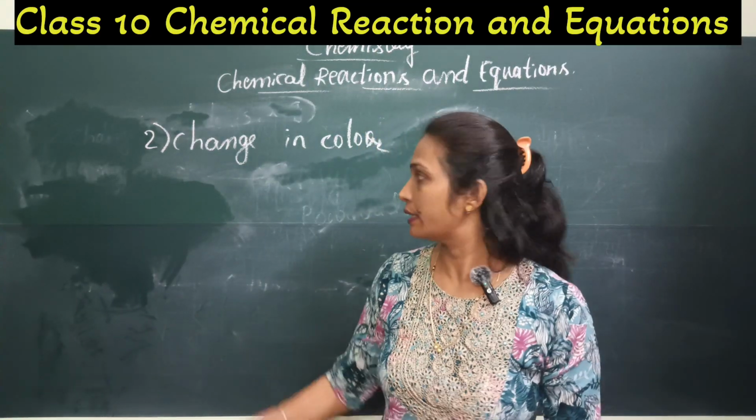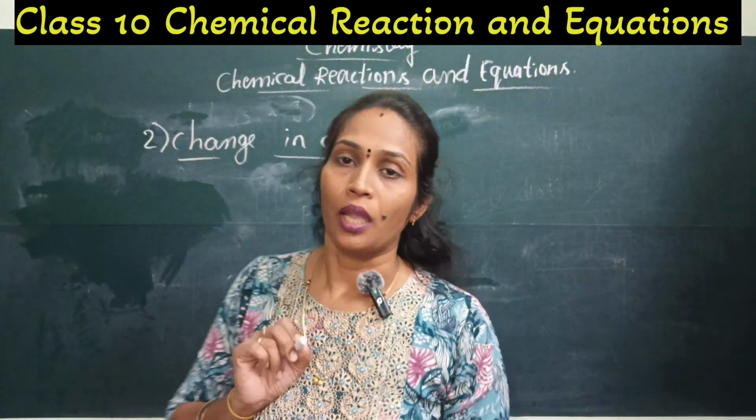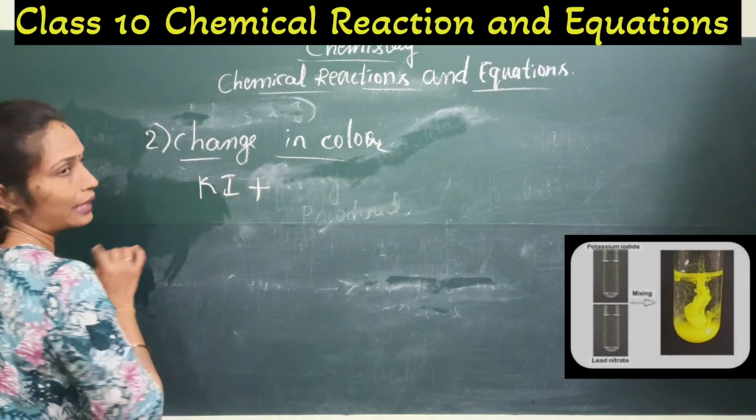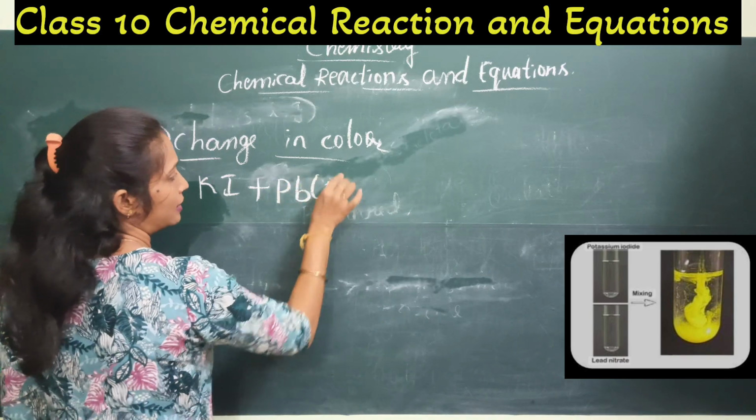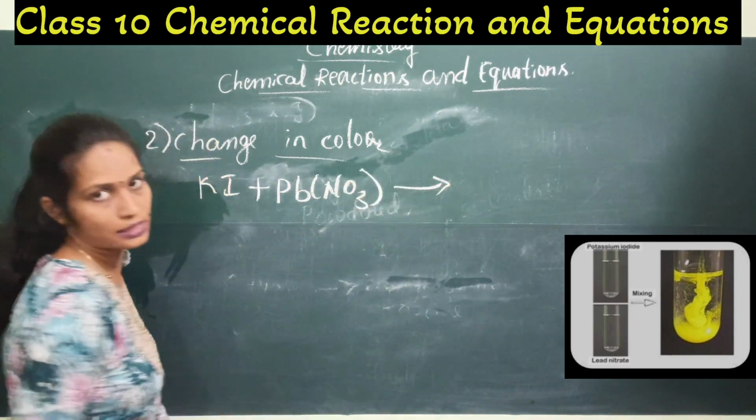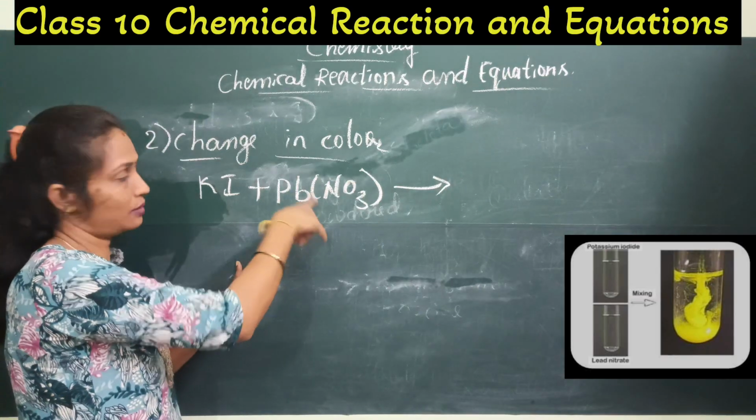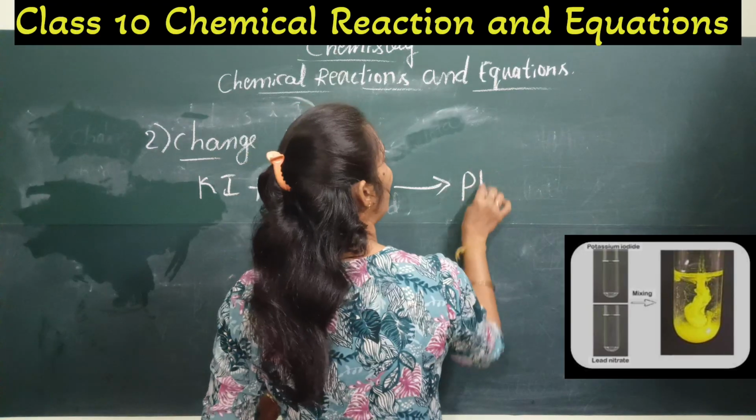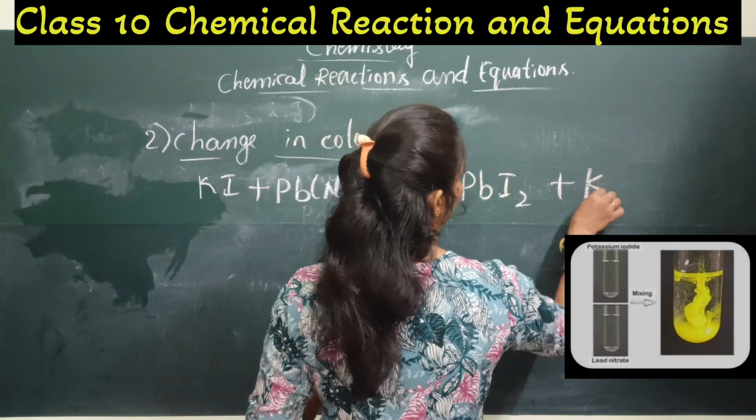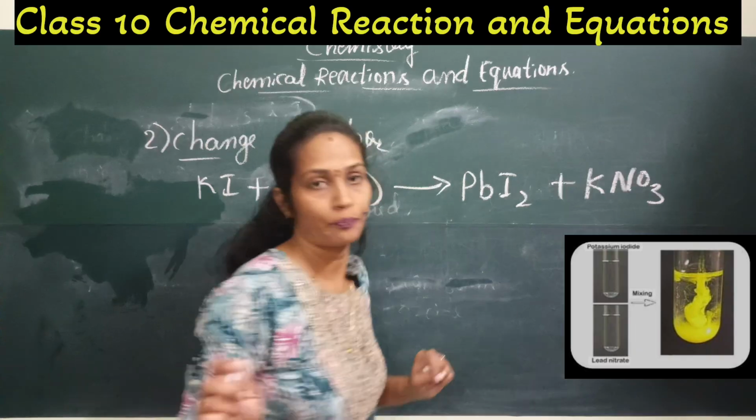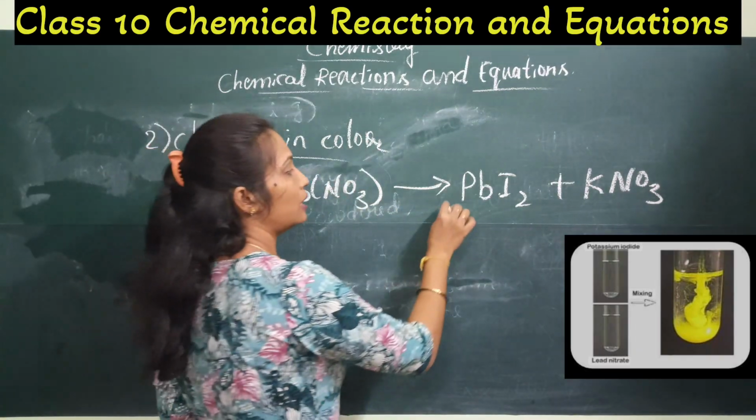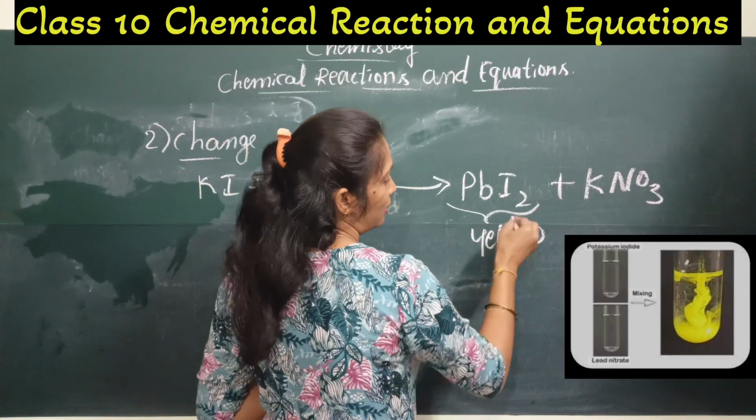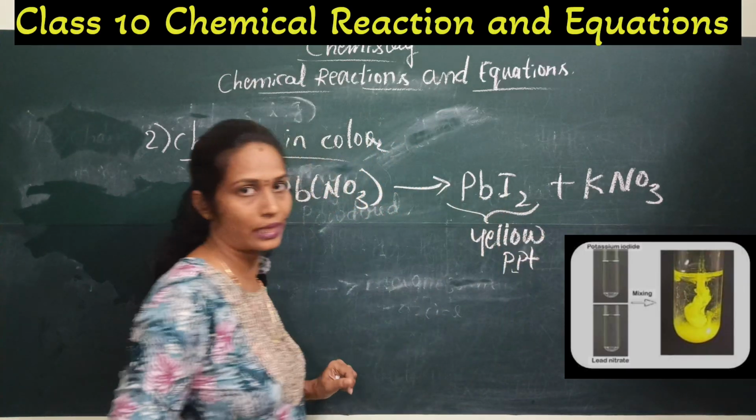Let's move on to change in color. For this, I can say when potassium iodide is mixed with lead nitrate, these two are colorless, guys. Potassium iodide and lead nitrate both are colorless. There is a formation of lead iodide, and potassium nitrate comes out. This lead iodide is in the form of a yellow precipitate. This is a yellow PPT, that is, precipitate, that will come out.